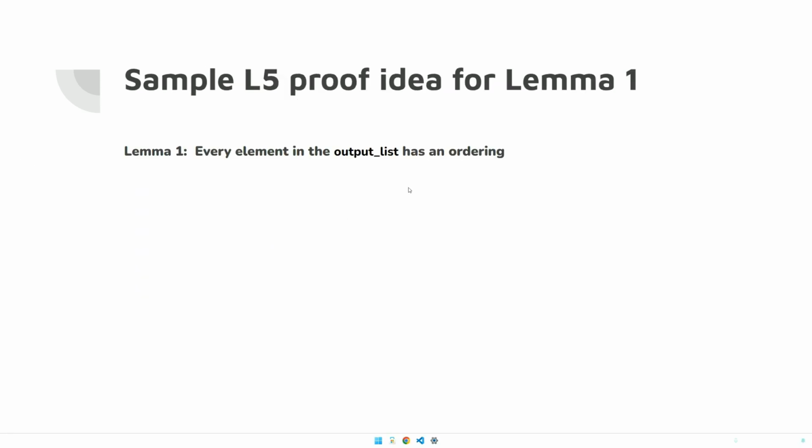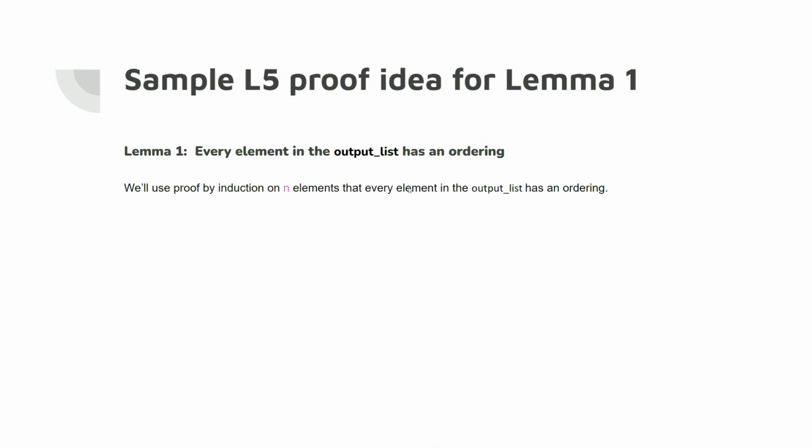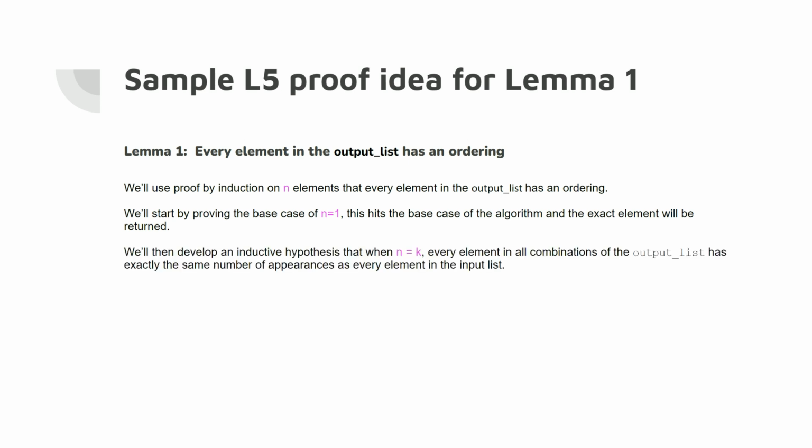This is a sample full score proof idea for lemma 1. We'll use proof by induction to show that every element in the upper list has an ordering. Starting off by proving the base case of n equals 1, the exact element will be returned. The inductive hypothesis will then be developed: when n equals k, every element in the upper list has an ordering.